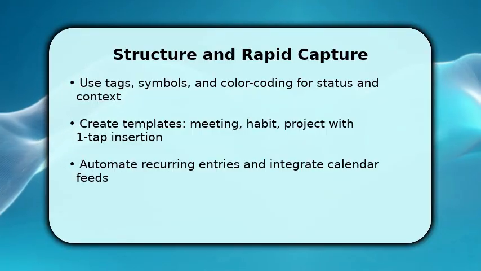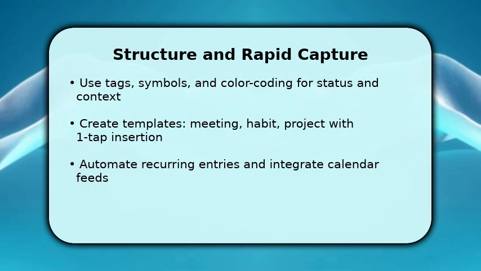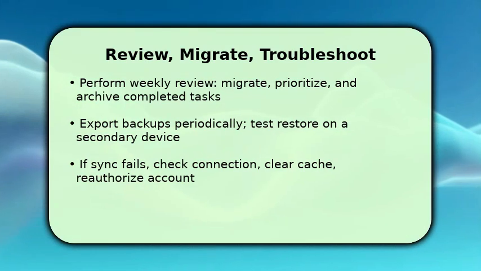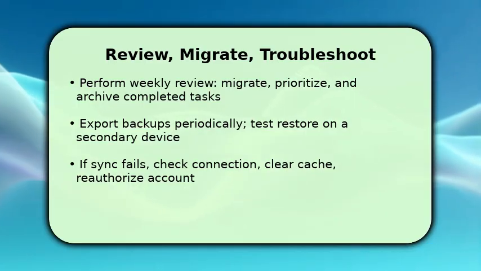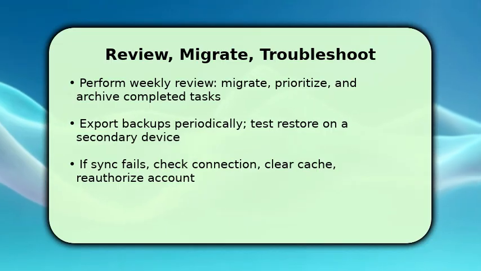Finish by establishing a weekly review routine. Migrate unfinished items forward, prioritize the top 3 tasks, and archive completed entries so your journal stays lean. Also export backups periodically and test a restore on a secondary device to ensure your data is recoverable.